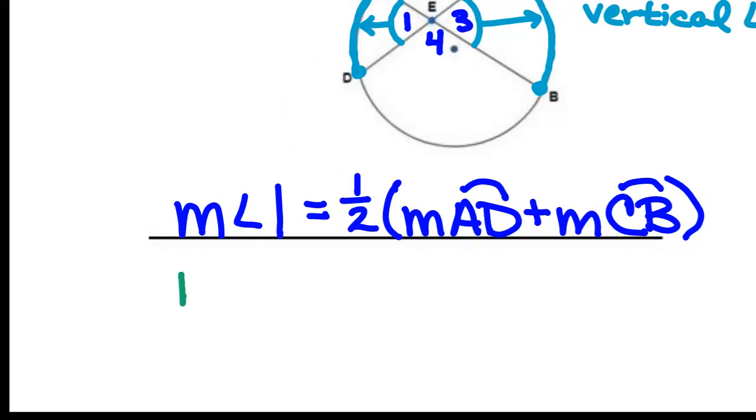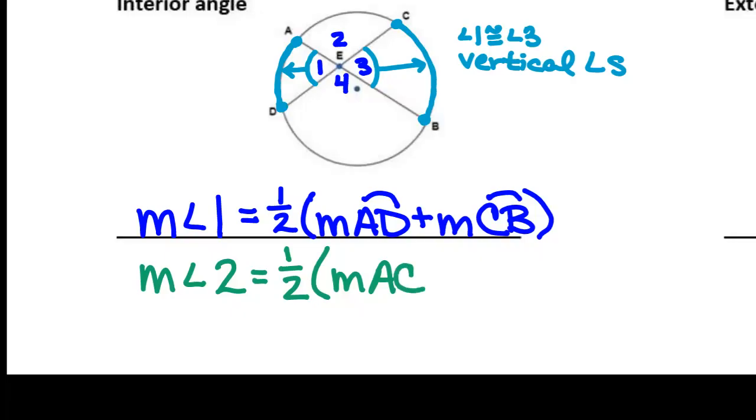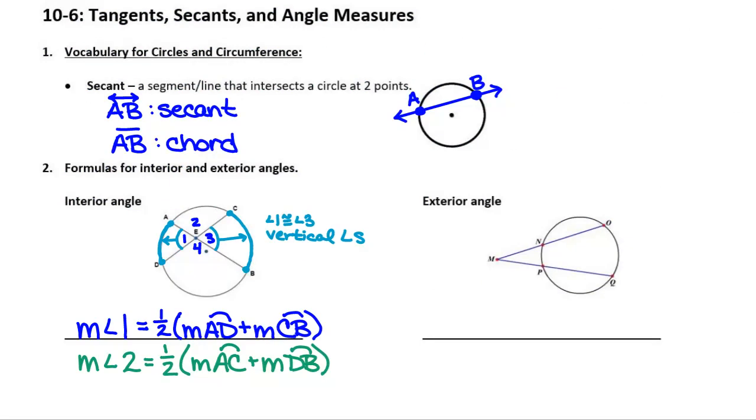If I wanted, say, the measurement of angle 2, that would be 1/2 times the measurement of arc AC plus the measurement of arc DB. And I always remember this formula that we are going to add the two arcs together, because when I have chords or secants crossing inside my circle, it kind of reminds me of a plus sign. And so I remember that we're going to be adding those angles together.